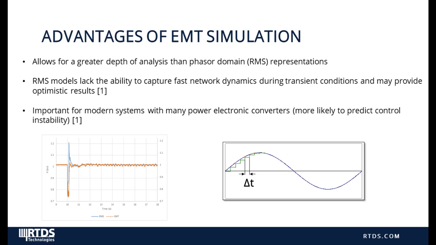EMT simulation allows for a greater depth of analysis over a wide frequency range and the ability to reproduce fast transients on the power system, as well as the ability to represent the low-level controls of converter-based generation sources, which are so common in the modern power system, versus the conventional system that was more dominated by rotating machines.